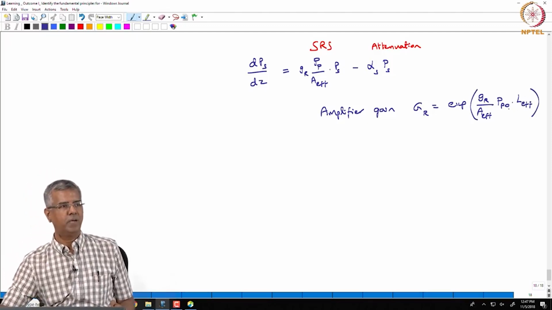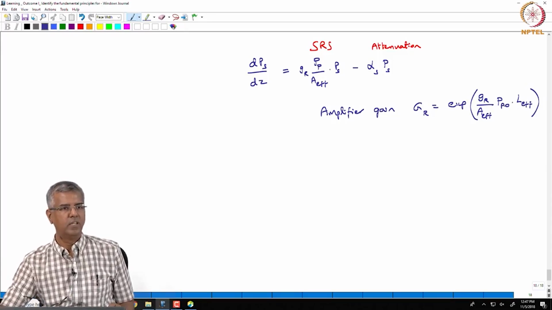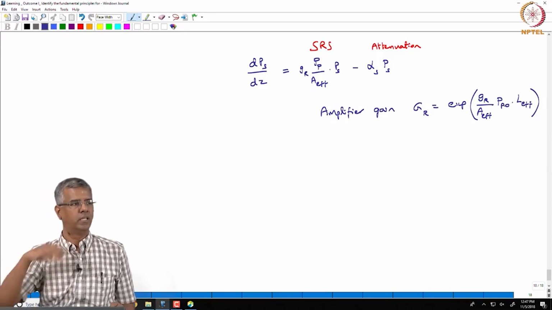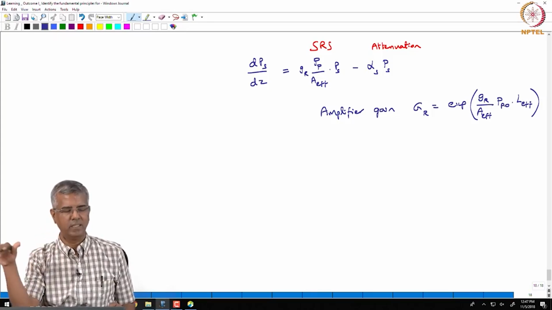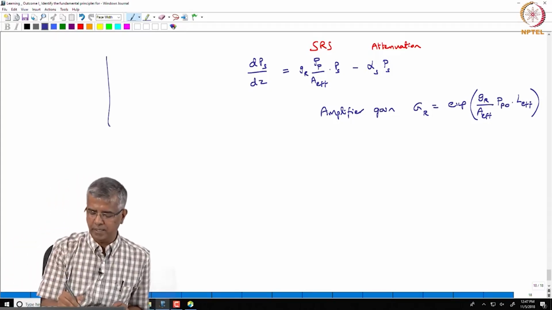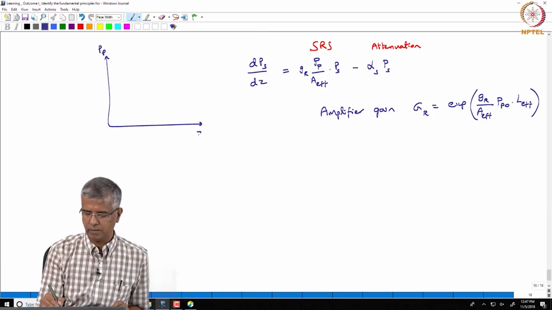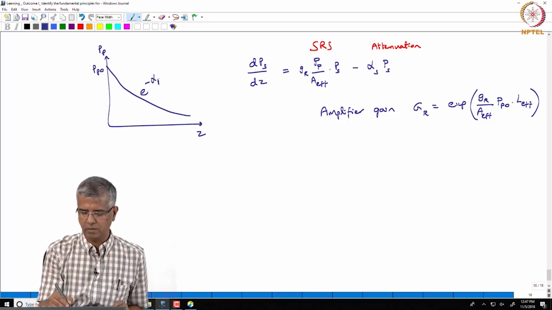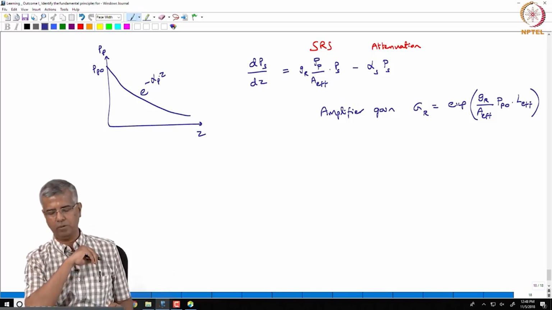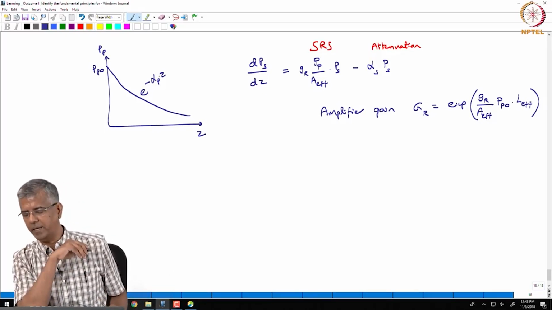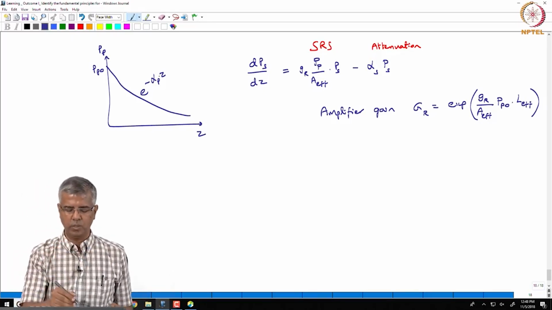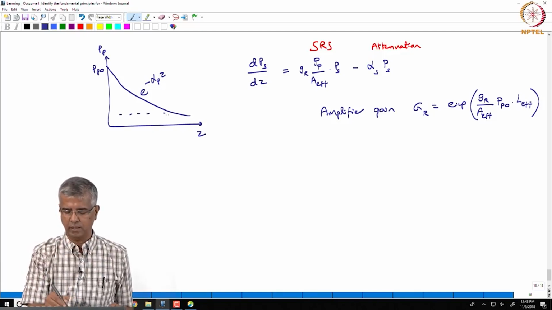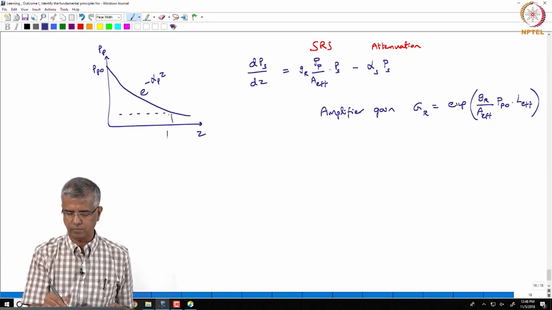Why does L effective come into the picture? Because the pump power is getting depleted. The pump power as a function of z is going to get depleted. So Pp0 is the power here, and this will go down as e to the power minus alpha p z. So the total gain is over a certain effective length.